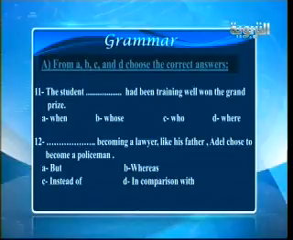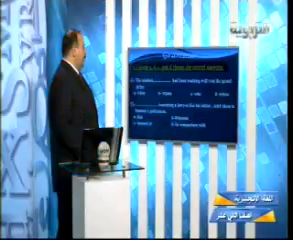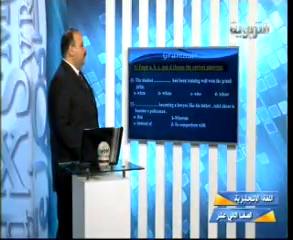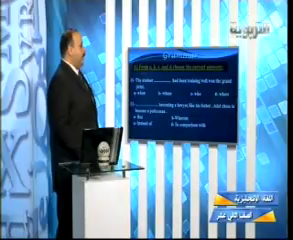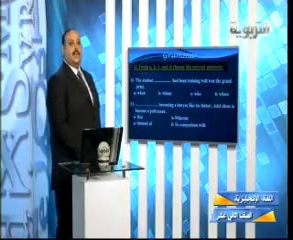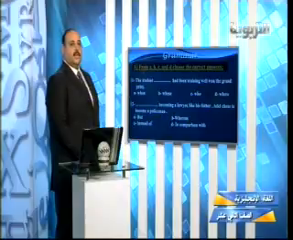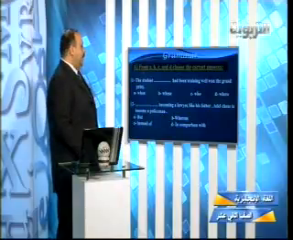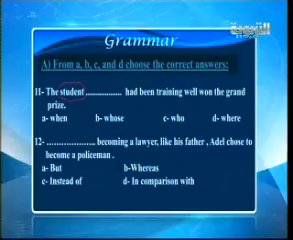Now, here you need to think. We have 4 options: when, whose, who, and where. Now, how can you know? As you see, there are keys to the answer. Every question has a key. Now, the key here is the word student. Student means what? It's a human being.